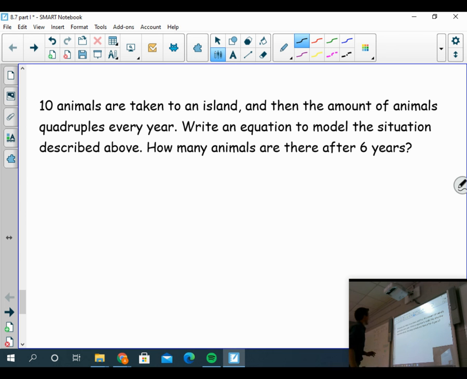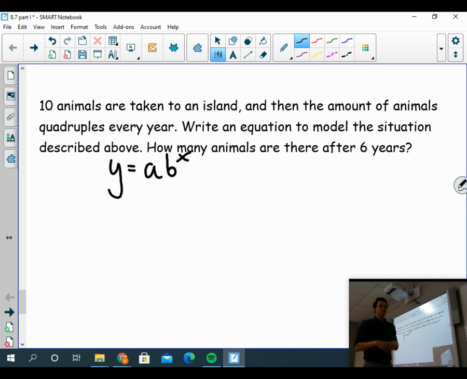Working through another example, 10 animals are taken to an island and then the amount of animals quadruples every year. Write an equation to model the situation described above, and then we want to know how many animals there will be after 6 years. We're just writing an equation to model the situation. This is going to be an exponential equation, so we want to use the form a times b to the x. How do I know that?